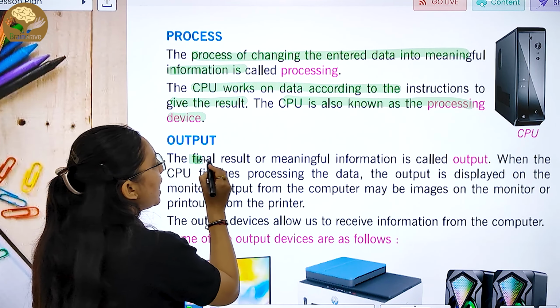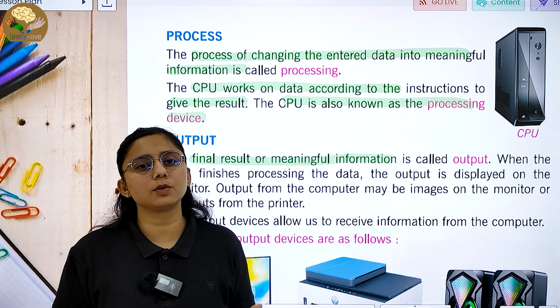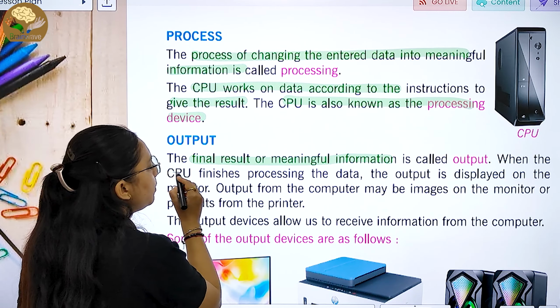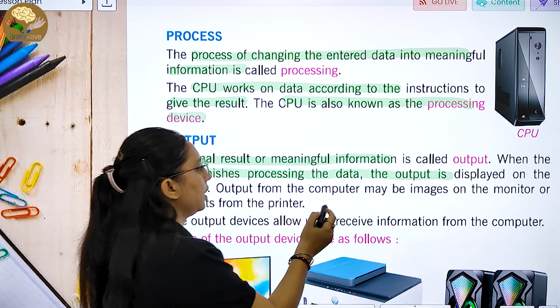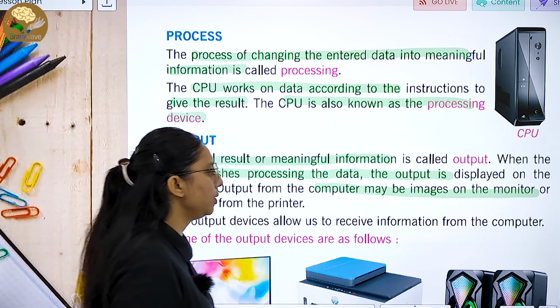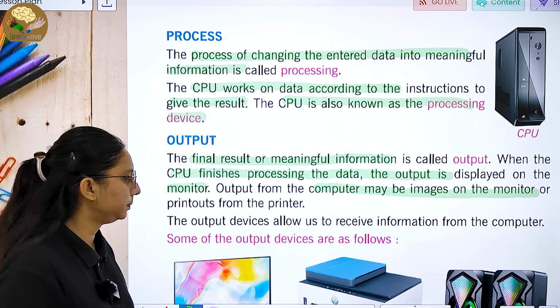Next is output. The final result or meaningful information given by the computer is your output. And when the CPU finishes processing the data, the output is displayed on the monitor. It can also be in the form of images, or a printout in the form of a printer output.